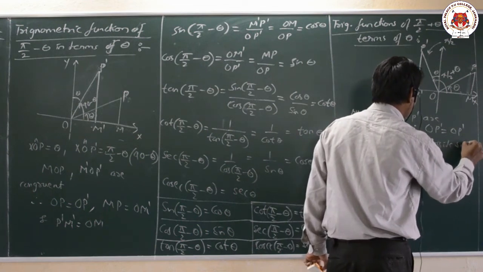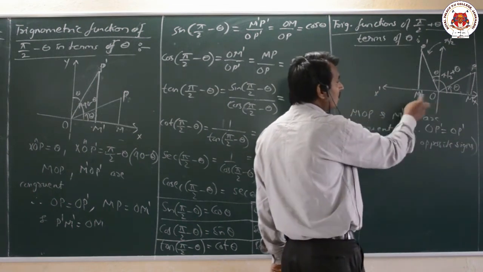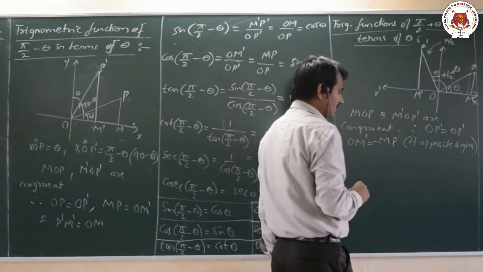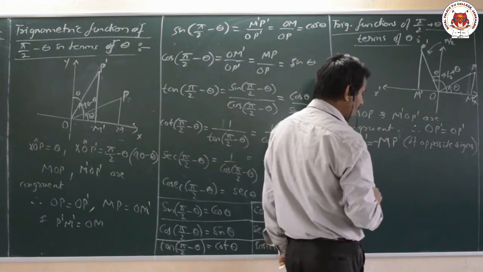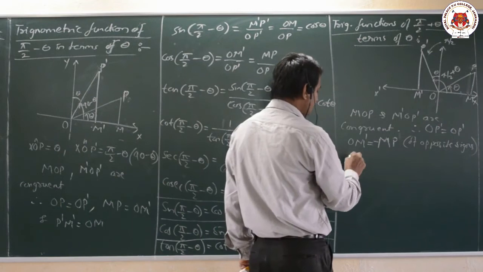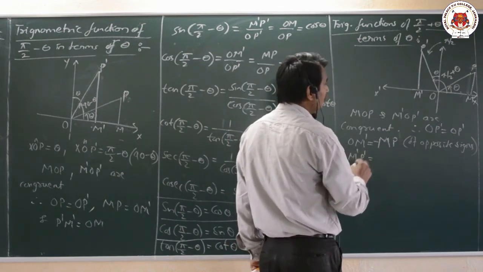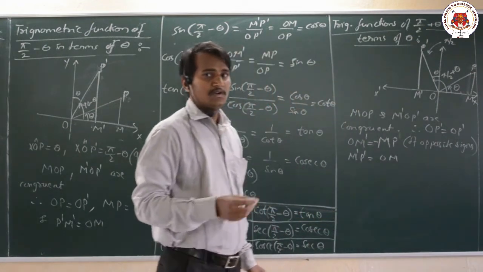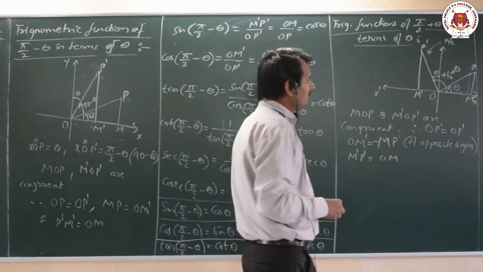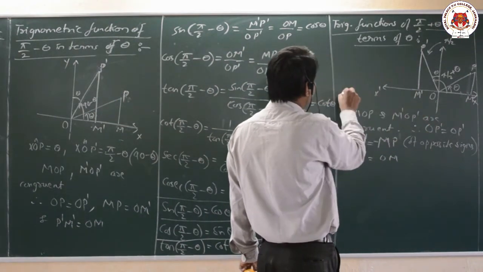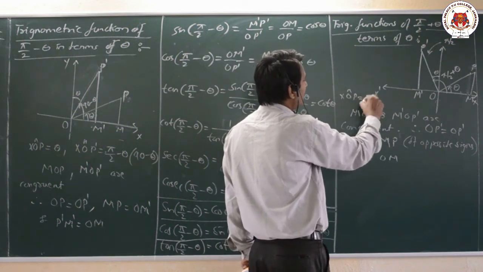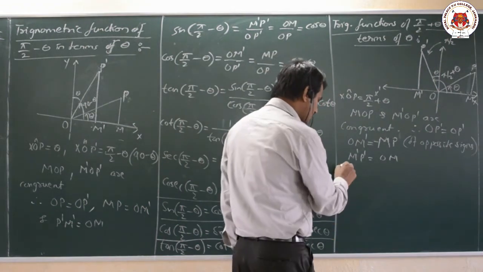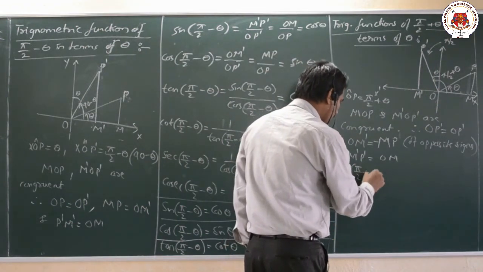Why can you say opposite signs? Because OM dash lies on OX dash, and it is a negative value here. OM dash is equal to minus PM, and similarly M dash P dash value will be OM, and that is a positive value. Now XOP dash is equal to pi by 2 plus theta, and the angle XOP is theta here. Now let us start with the discussion, that is sine of pi by 2 plus theta.